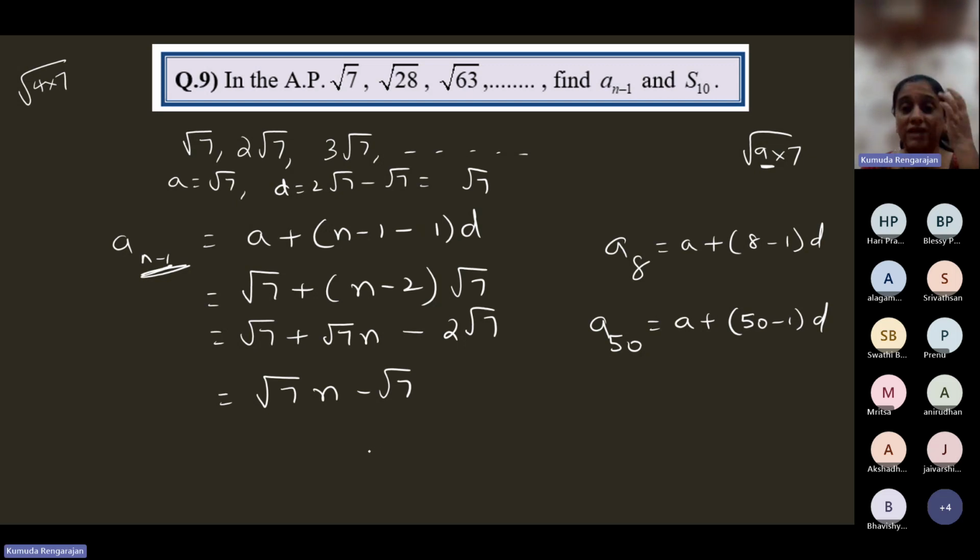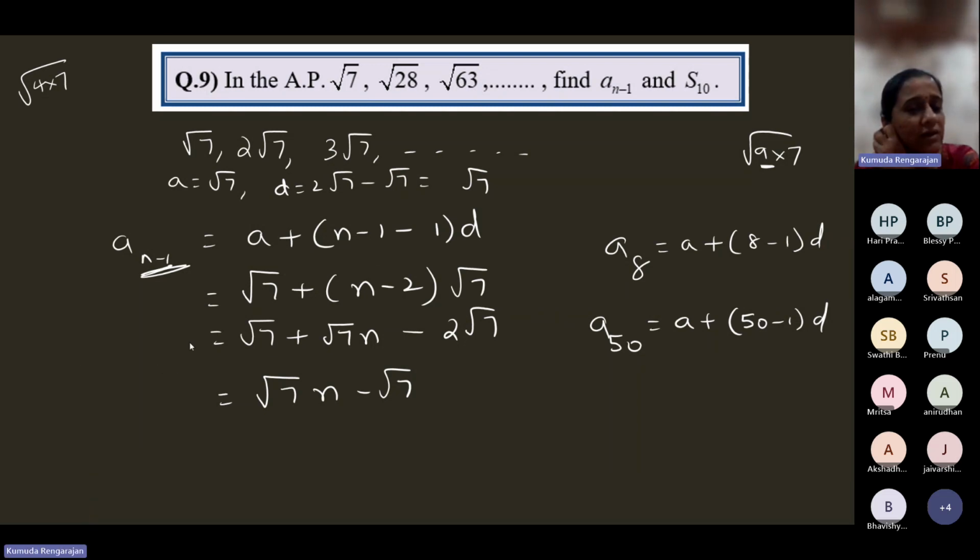Next, we have to find S10. S10 is equal to n by 2, so 10 by 2 of 2a, 2 into root 7, plus n minus 1, 10 minus 1, into d. D is root 7.